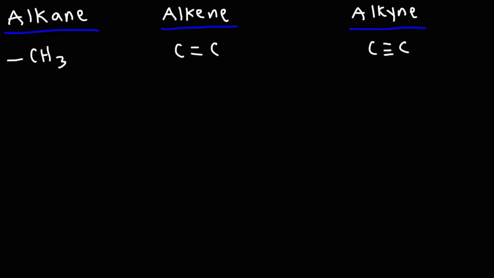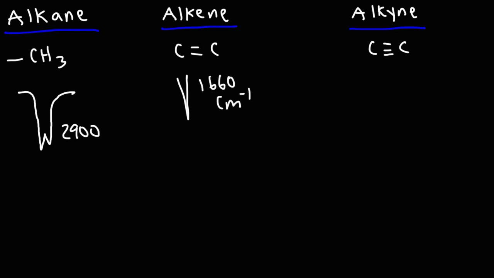Now let's talk about alkanes, alkenes, and alkynes. The alkane CH stretch has a signal of around 2900, which we talked about earlier. The alkene C double bond C signal is a weak to medium signal which shows up around 1660. Now the C triple bond C of an alkyne functional group is also a weak signal and it shows up around 2100 to 2200 wave numbers.